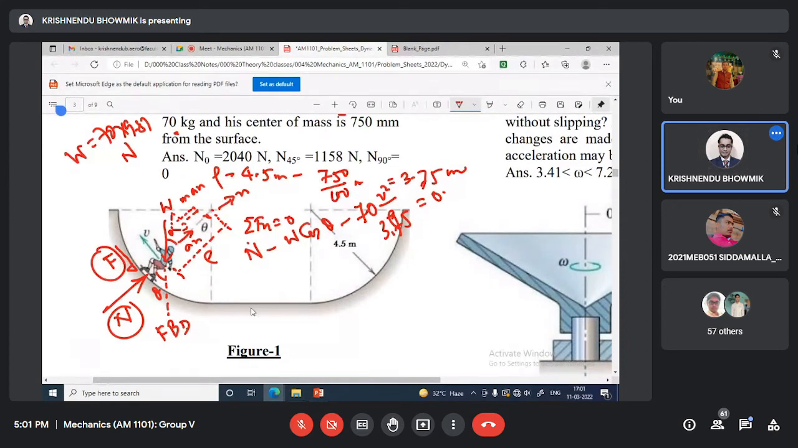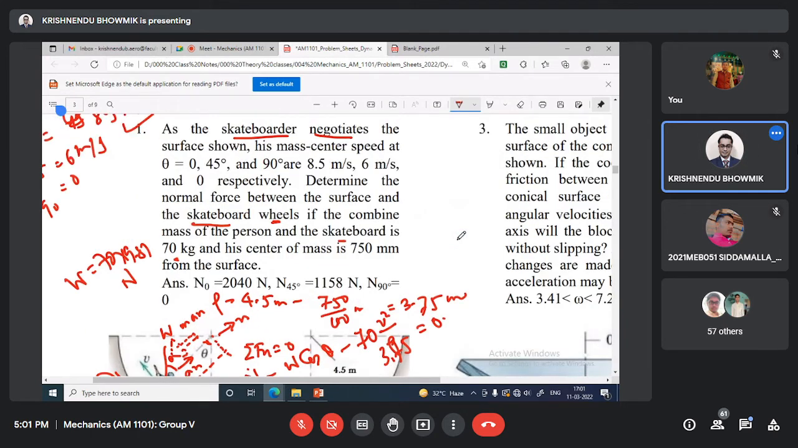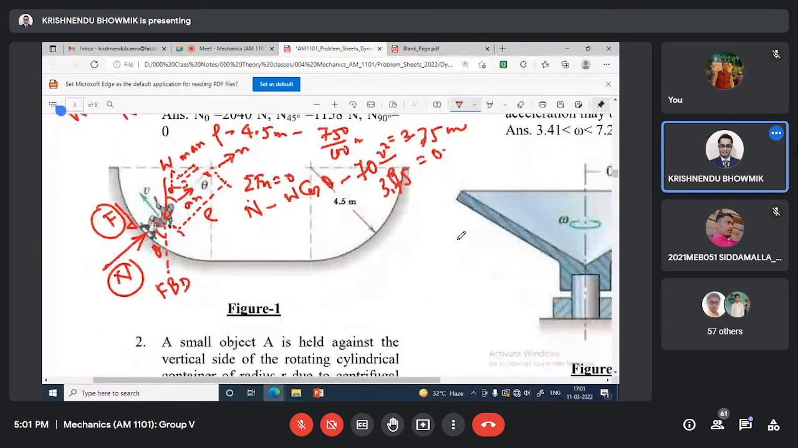Don't skip it, either downward or leftward, but you should show that. Otherwise, that fellow cannot move. Then we will get from this N equal to 70 multiplied by 9.81 cosine theta plus V square by 3.75. It will be in Newton.